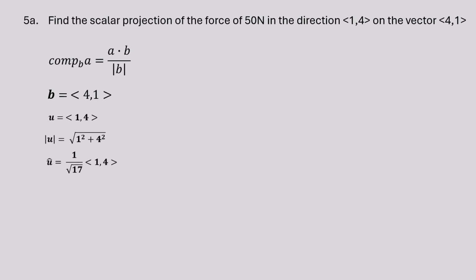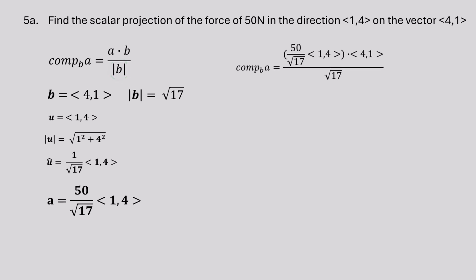So first we get the unit vector of the direction, then we multiply by 50, and this will give us the force vector. We will also need the magnitude of B, and that would be square root of 17. Now we could put this all back into the equation.